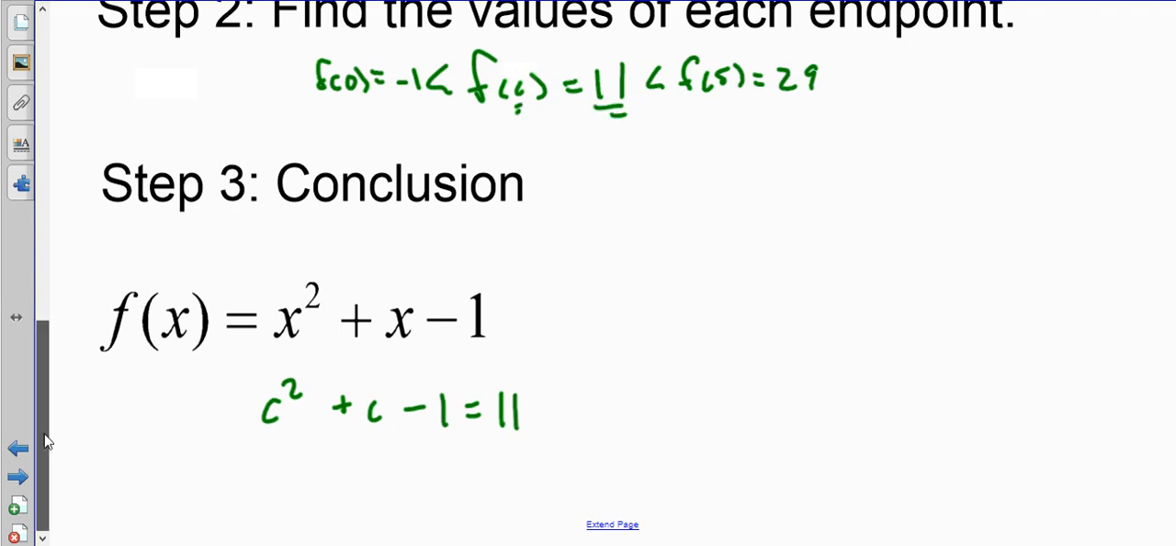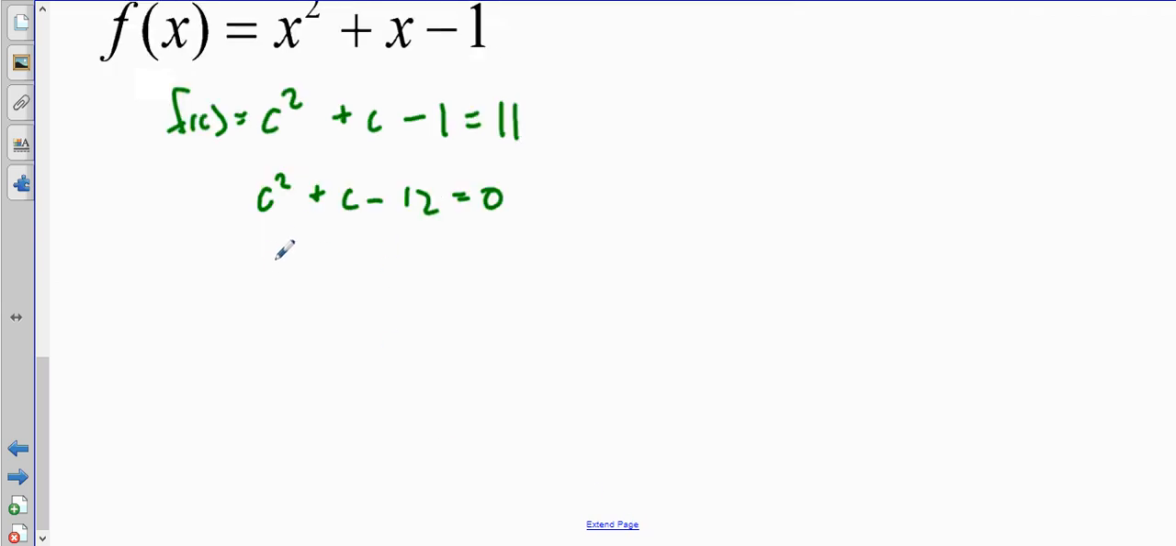So from here, we're going to use algebra and solve. We're going to subtract 11 to the other side. So we have c squared plus c minus 12, and now that will equal 0. The reason I'm going to do that is because I can factor this, hopefully. Yep, c plus 4, c minus 3. And then what we have right here is that c can equal -4 and c equals 3.